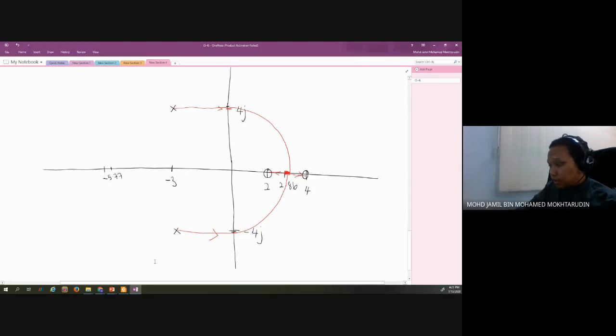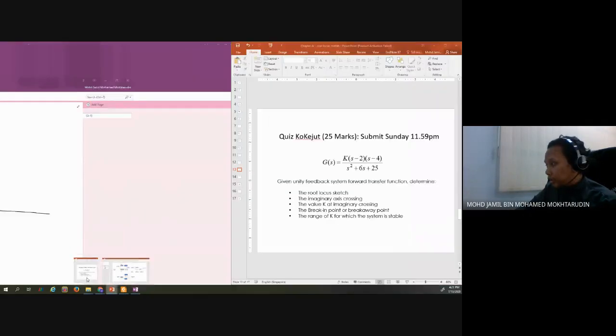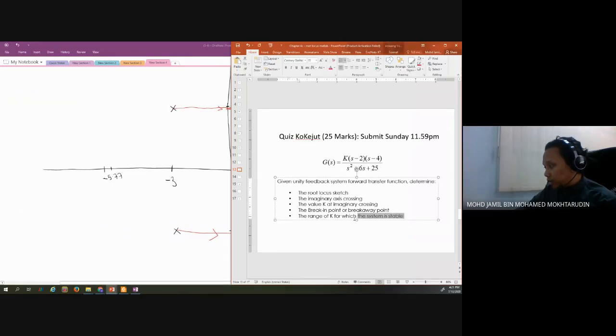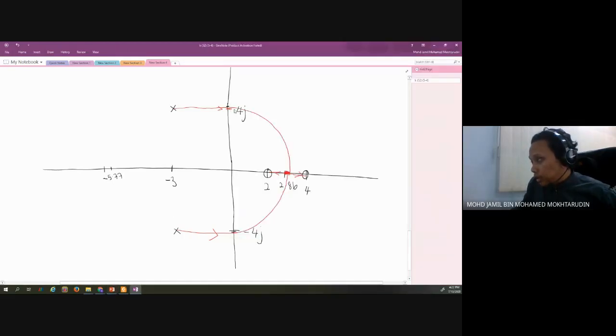Okay, so for the quiz, I want you to answer the last question, the range of K for the system to be stable, and also find the angle of departure for the imaginary poles. So two more questions that I want you to do by yourself. So that's it for root locus.